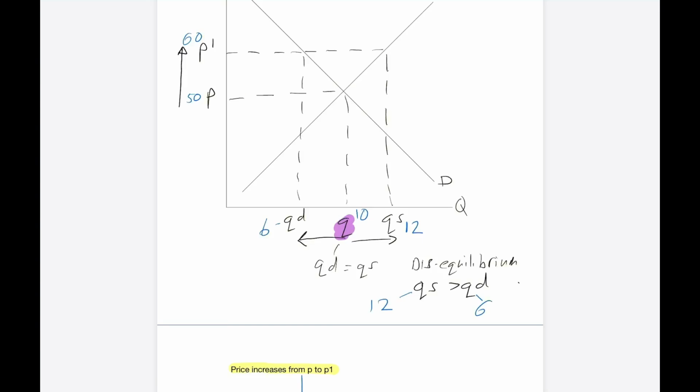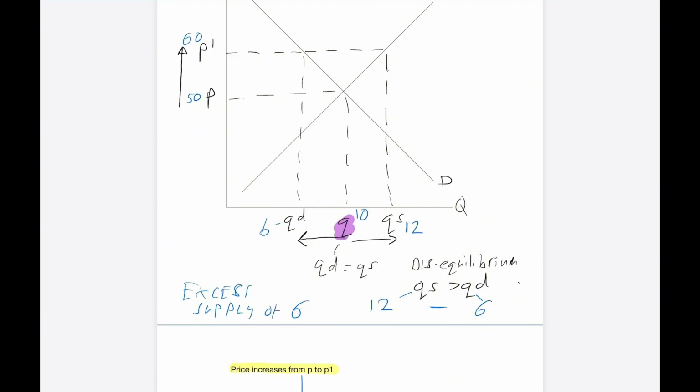So there is excess supply. There is excess supply of 6 units of whatever the product is, and that's just the 12 minus the 6 to give us an excess supply of 6. Now we need to understand how firms can react in order for equilibrium to reoccur.